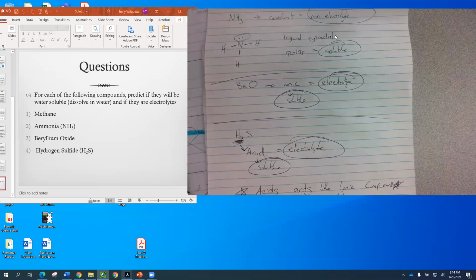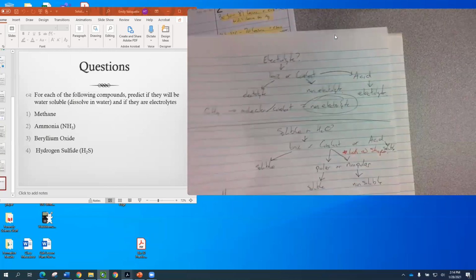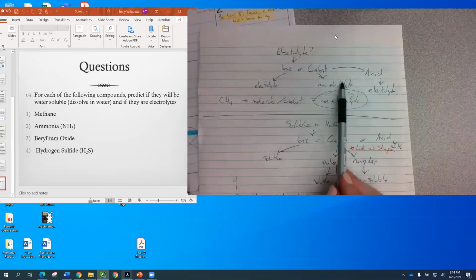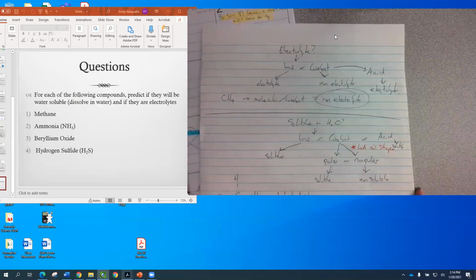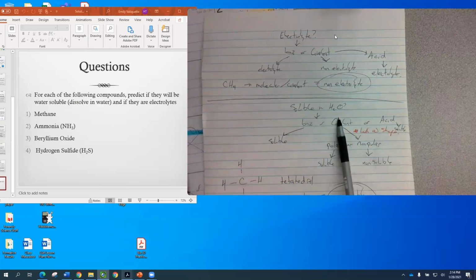Okay, so again, if you're checking whether it's an electrolyte or not, if it's ionic or an acid or base, it'll be an electrolyte. All other molecular compounds are non-electrolytes. If you're looking to see if it's soluble in water, if it's ionic or an acid or base, it will be soluble in water. For all other molecular or covalent compounds, you have to look at the shape in order to determine if it's polar or non-polar. If it's polar, it will be soluble in water. If it's non-polar, it's not soluble in water. Okay, if you have any other questions about that, please let me know.